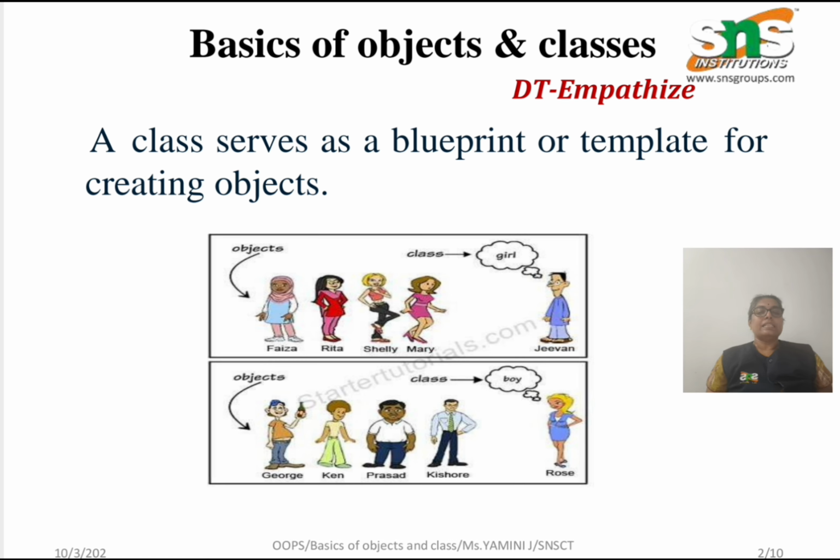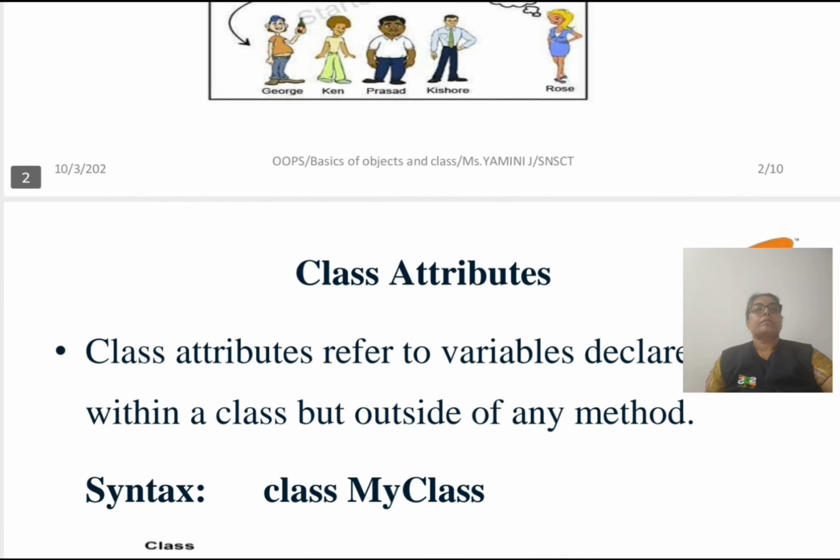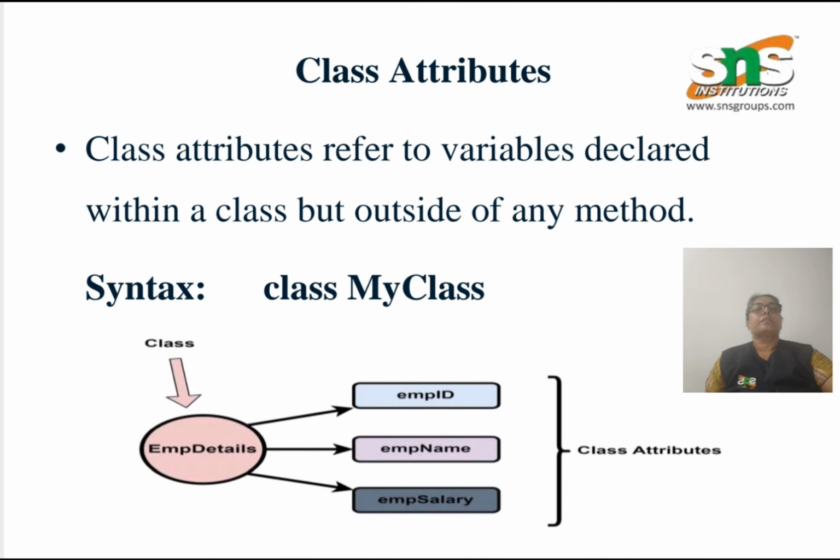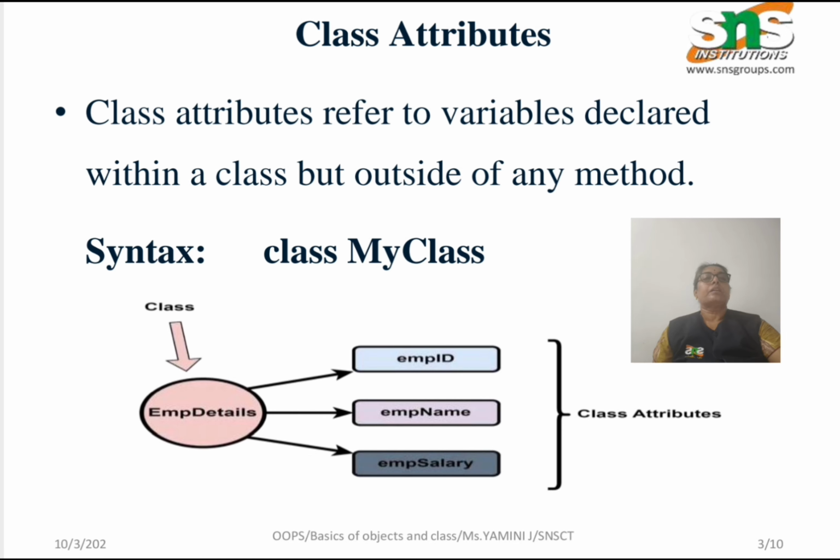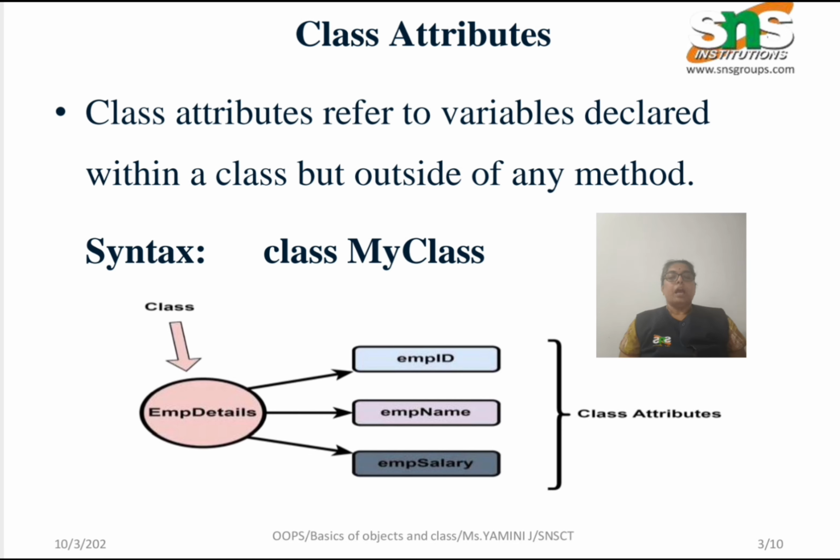Next one, class attribute. Now let us look at class attributes. Class attributes are variables declared inside a class but outside any methods. These variables represent the properties or characteristics of the objects created from that class. For example, in a Student class, attributes might include student ID, student name, department and marks. These attributes store the information related to each object.